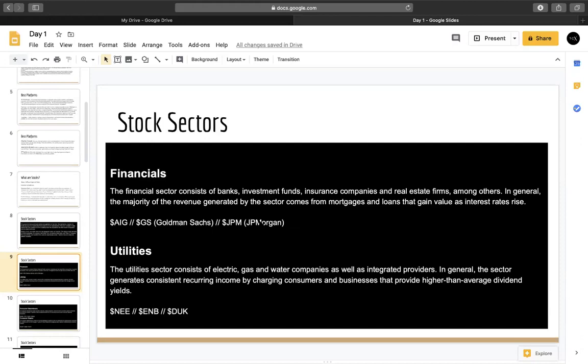Utilities. The utility sector consists of electric, gas, and water companies, as well as integrated providers. In general, the sector generates consistent recurring income by charging consumers and businesses, and provides higher than average dividend yields. NEE, ENB, DUK are utility stocks.